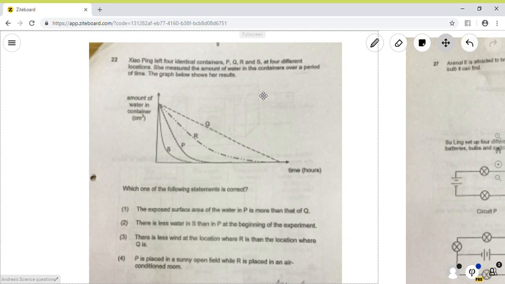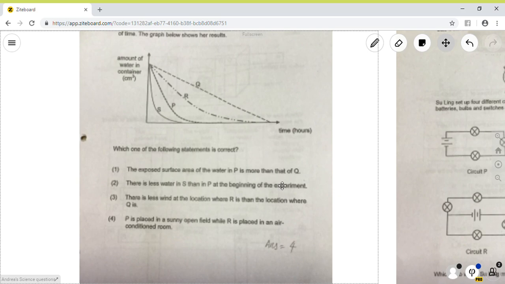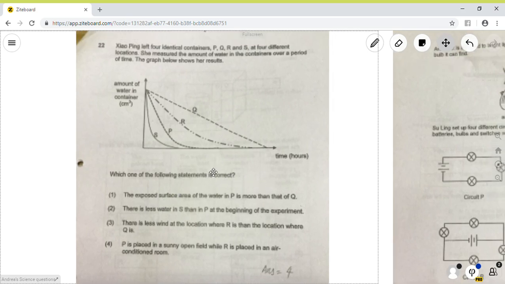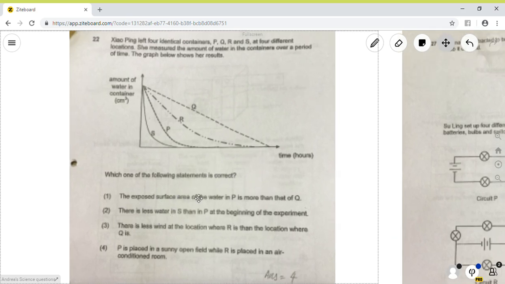Okay, so we have four different locations. P is in a sunny field, R is in the air condition. Okay, so we have to do elimination here. We gotta look at it one by one. You cannot deduce just by looking at this.